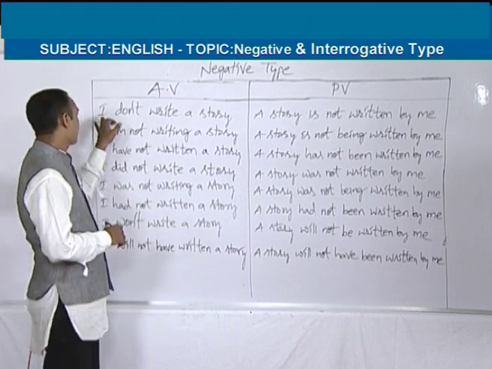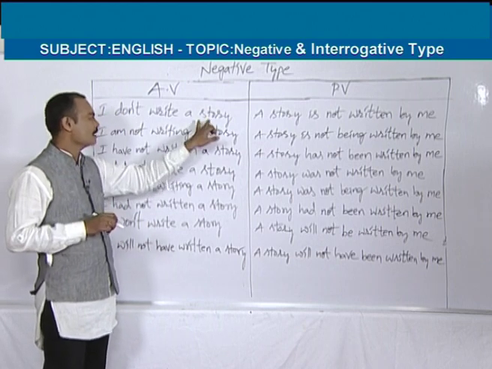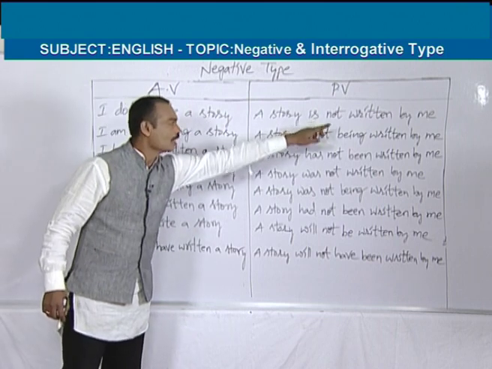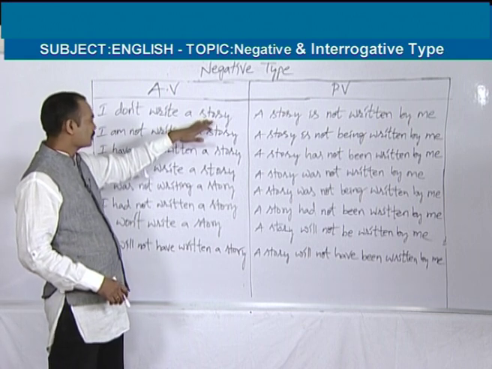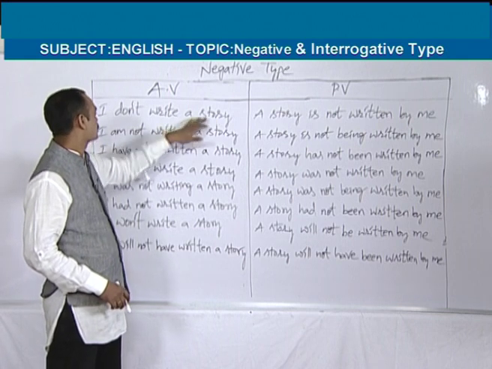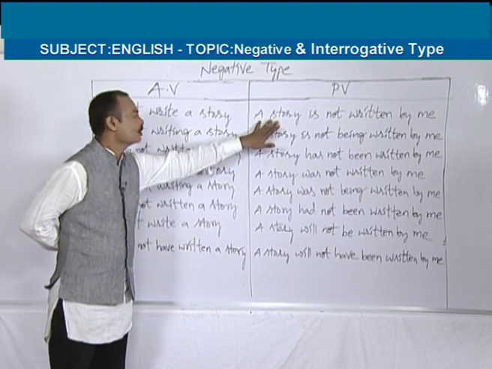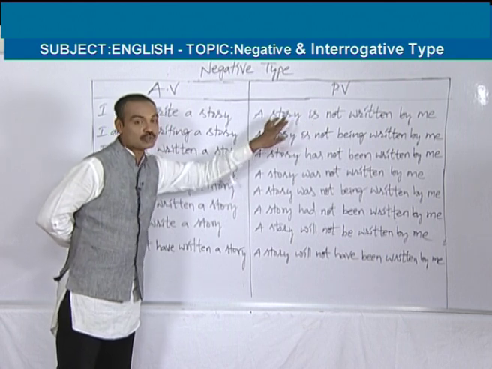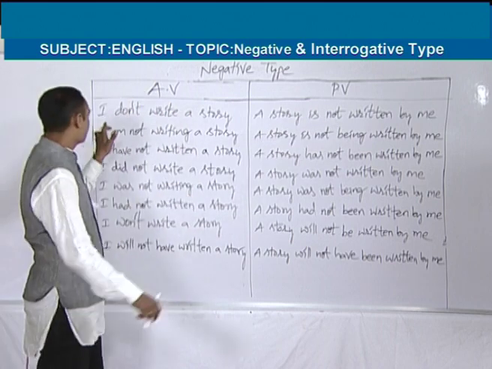Right, friends. Here, I don't write a story. In this active voice, the object is singular. So it is: a story is not written by me. For example, let's think that it is a plural object. I don't write stories. Stories is plural. So stories are. Singular means a story is. Plural, stories. Stories are not written by me.